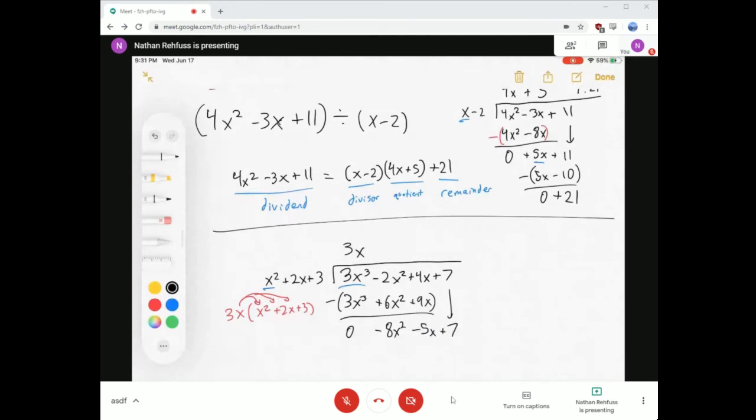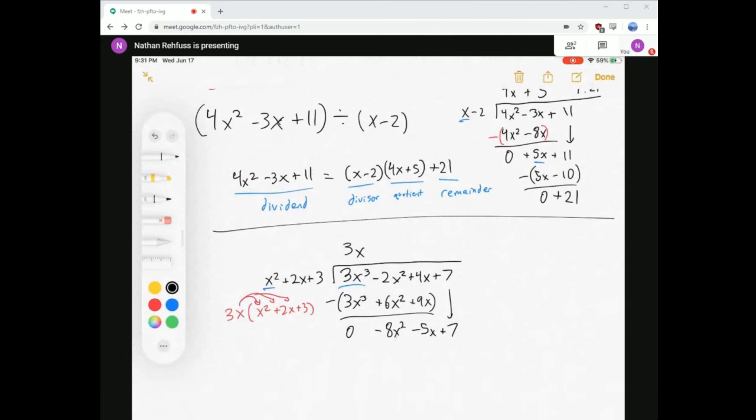This is a process where you repeat the same 3 steps over and over. You divide, you multiply, you subtract. Now we're in the divide, multiply, subtract phase again. X squared goes into negative 8x squared negative 8 times. And now we're going to do negative 8 times x squared plus 2x plus 3 and get negative 8x squared minus 16x minus 24. Parentheses, subtract all 3 of those.